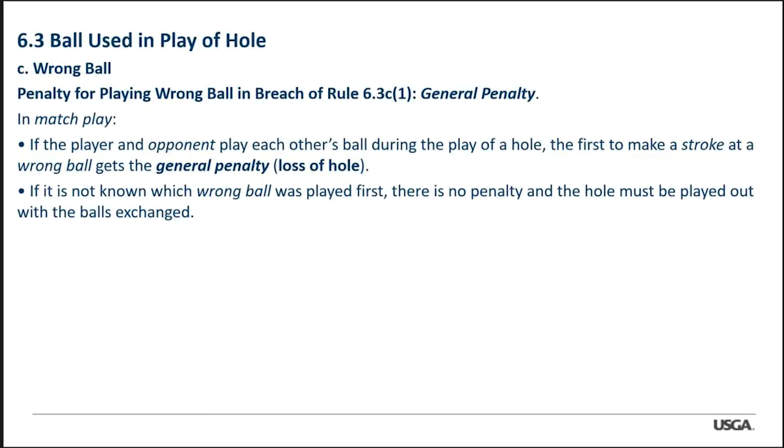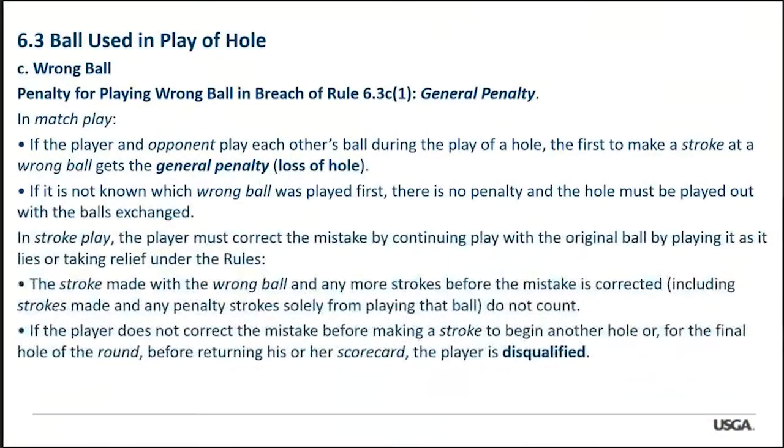And if it's not known which wrong ball was played first, there's no penalty. We're going to play on. So that's a rare situation when you might switch balls during the play of the hole, but you're not sure who did it. If you can't figure it out, then there's no penalty to anybody. Just play on. Okay? But the first person who makes the mistake is going to be on the hook for the wrong ball and get the penalty. So if Bill and I are playing in a match and I hit his ball and he hits mine, whoever hit it first gets the loss of hole. So I would be the one getting the penalty there if I did it first.